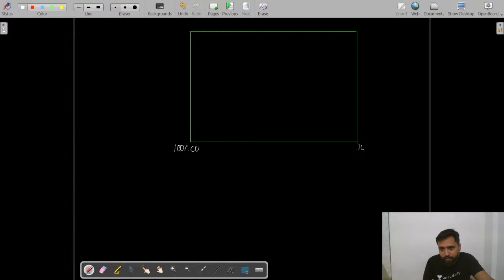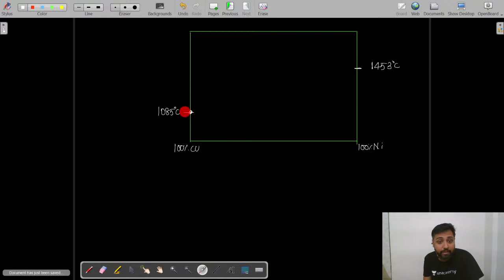Here it is 100% copper, here it is 100% nickel. Do you know the melting temperature of copper? Copper melts at 1085 degrees centigrade. Do you know the melting temperature of nickel? 1453 degrees centigrade. Now, if it is pure copper, it will melt at 1085. Above this temperature, it will get superheated, and as the temperature is reduced, solidification will begin, and it will happen at the same temperature.